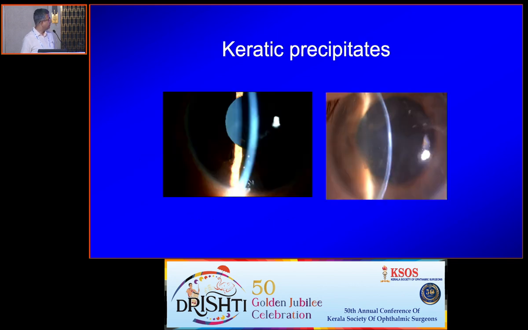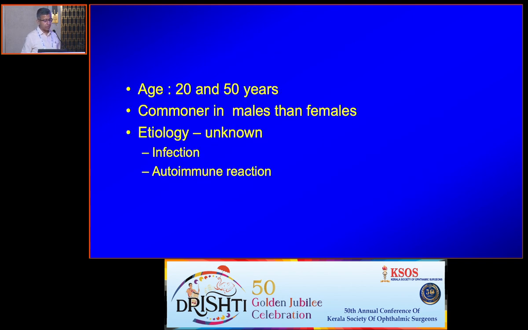And if you look carefully, you might occasionally see a few coin-like KPs there, or you will sometimes just see the endothelial mark of previous KP. They also sometimes come to you with corneal edema like this, and that's a sign of other underlying issues as well. You usually see them between 20 and 50, and it's commoner in males and women.